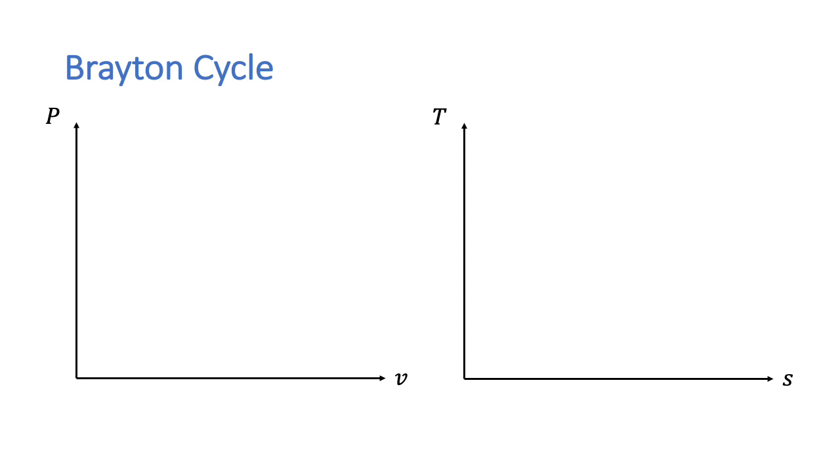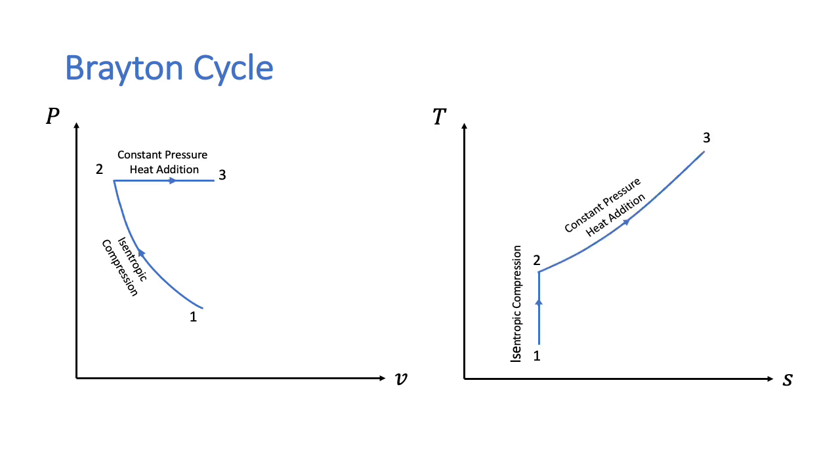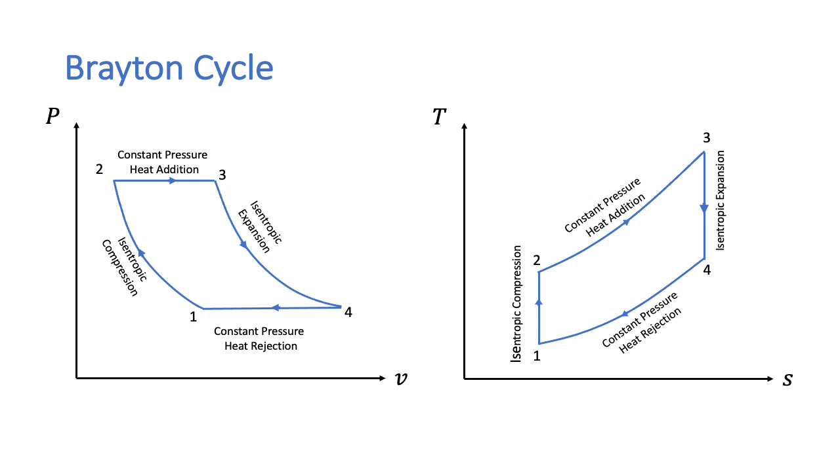We can show a Brayton cycle on both PV and TS axes. The first step is isentropic compression. Next is constant pressure heat addition. Then is the isentropic expansion. And the final stage is the constant pressure heat rejection.